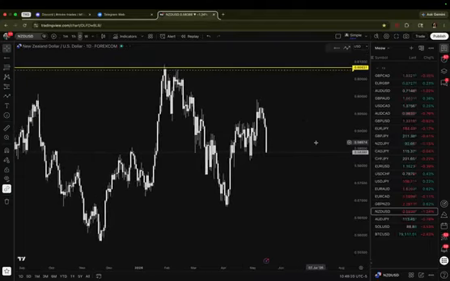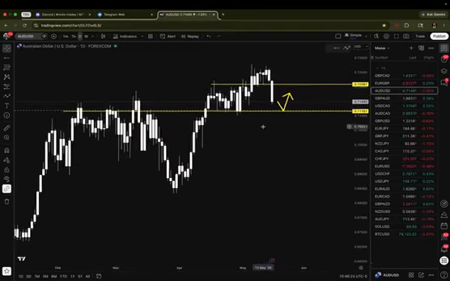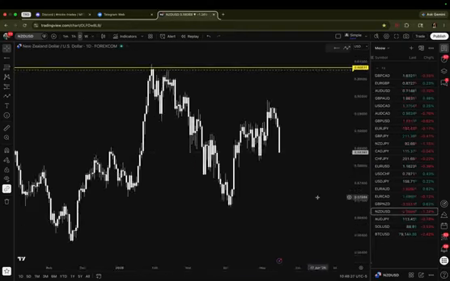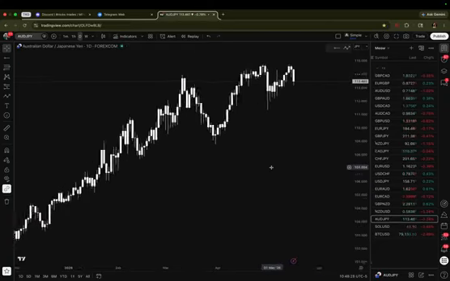I think there's better trading opportunities than this. This could be bouncing here at support, but I think AUD USD looks a lot cleaner. So I'm going to be skipping NZD USD. And then we got AUD JPY.